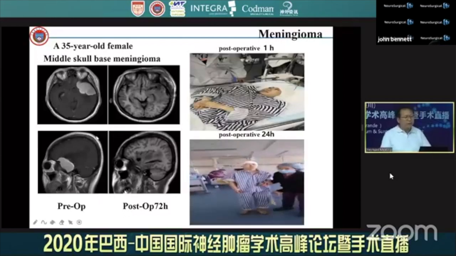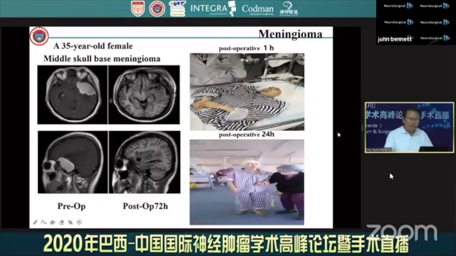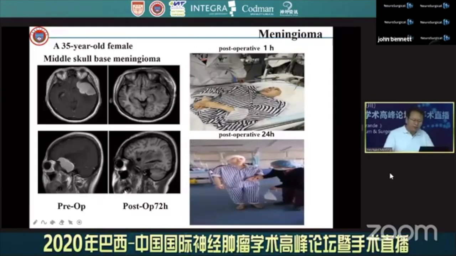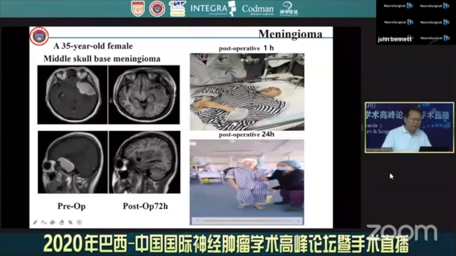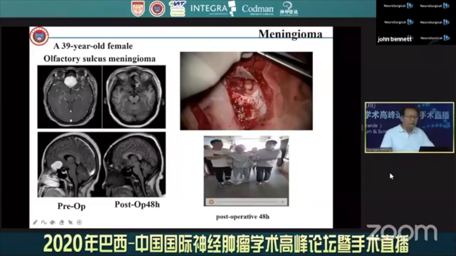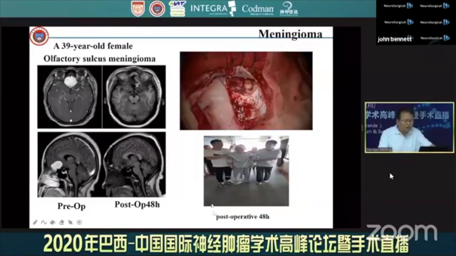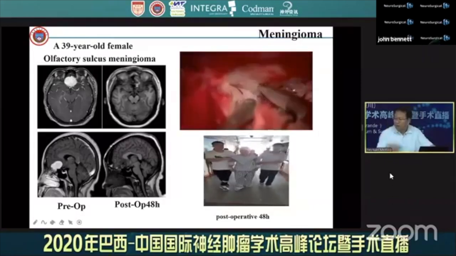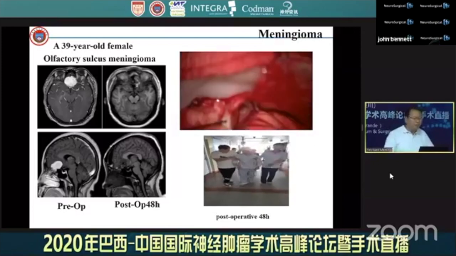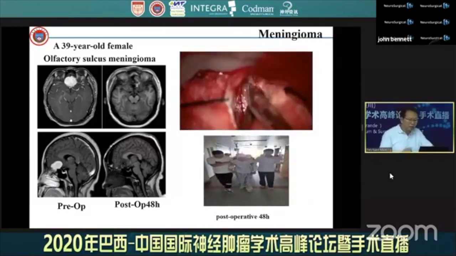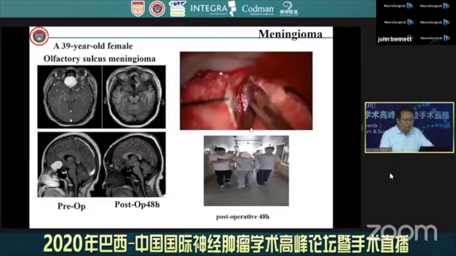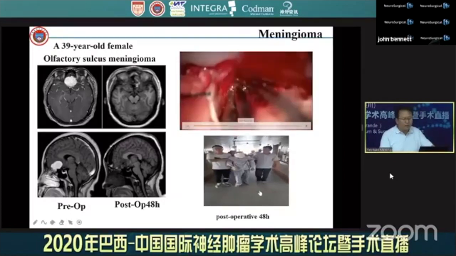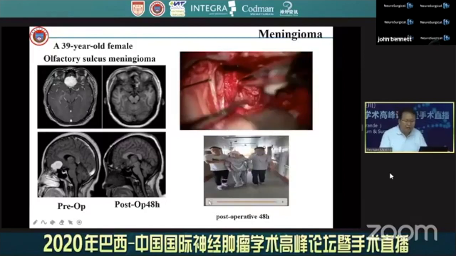So this case is a meningioma. Meningioma is, I think, easier, but some huge and dangerous regions are more difficult. For this olfactory groove meningioma, we use the OLCS approach to remove it. So 28 hours he can walk.